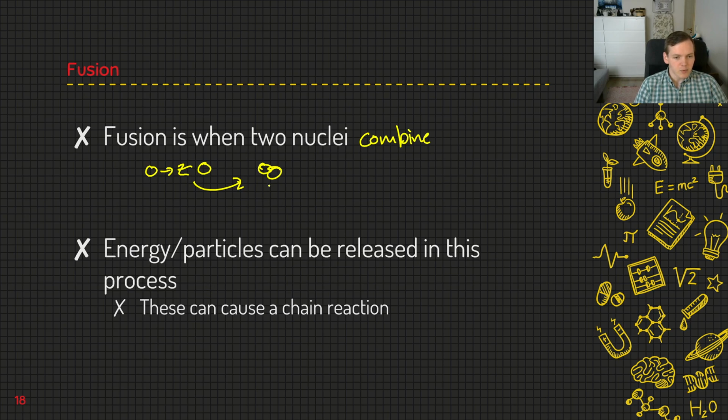This, like we said before, can also release energy or particles. Typically, this is going to be releasing energy, but it can be releasing particles. And this, like with fission, can also cause a chain reaction. So if you have a bunch of hydrogen atoms all together and you smash a couple together with enough energy, they'll energize particles around them to cause those to smash together, and this is a hydrogen bomb.